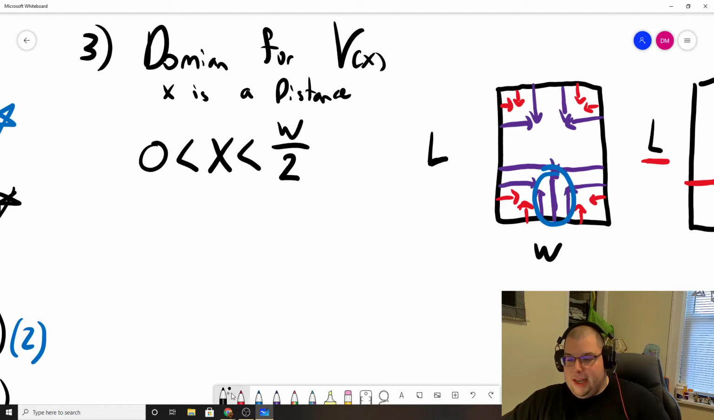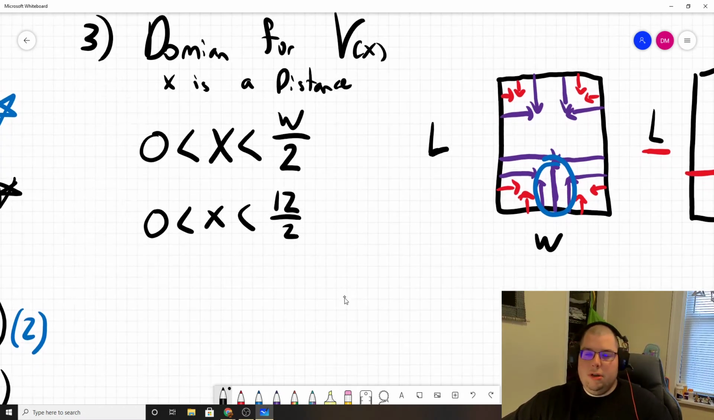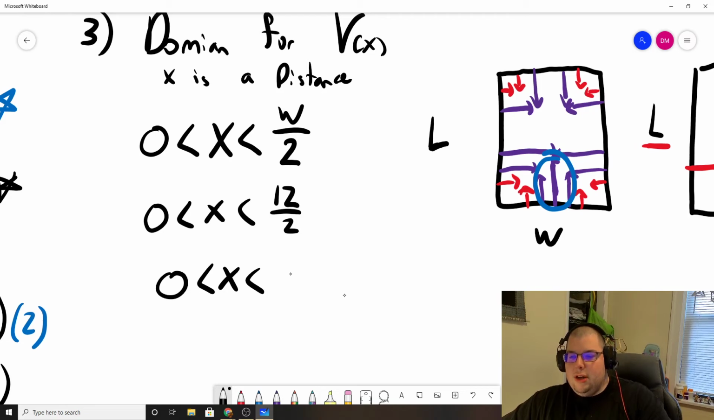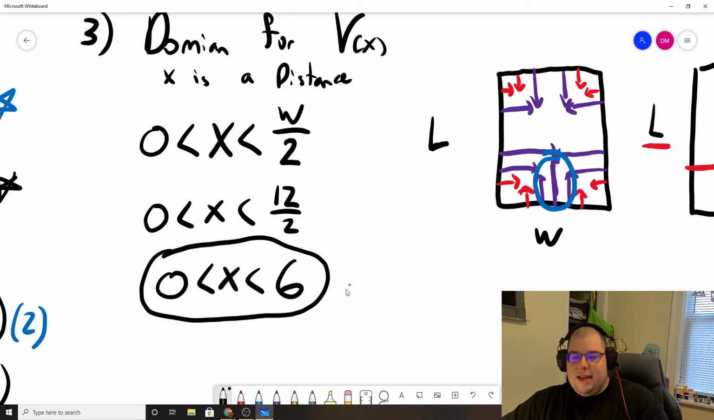For this particular problem that I'm working on, my width and length are the same. So in this case, my width is 12, and that gets divided by 2 to give me my new and proper domain, 0 less than x less than 6. So x should be somewhere between 0 and 6 in order for me to make a box.